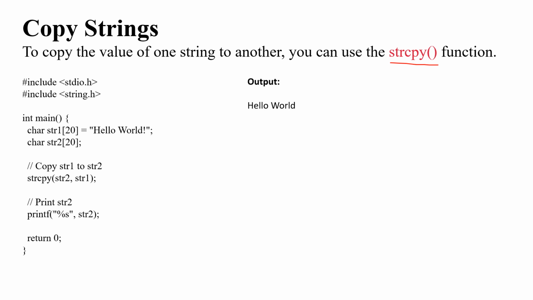So here also the string 1, which contains hello world, is declared, and the string 2 is also a character array. Now we are going to copy all the content of str1 to str2. Okay, so what is the syntax? strcpy of str2 comma str1. So the content of str1 is copied to str2, and finally the available content at str2 is hello world. So this is merely for copying the content.